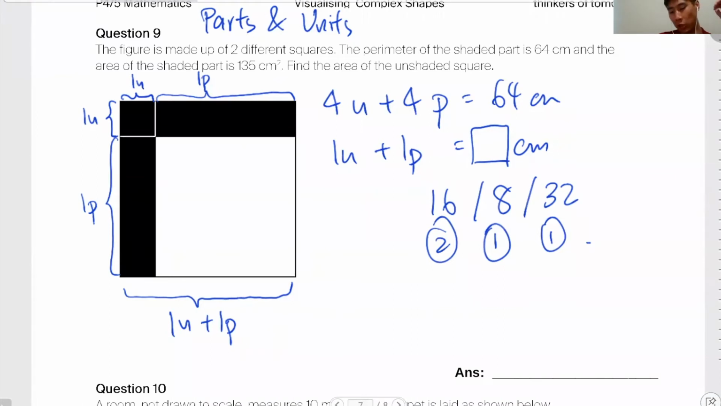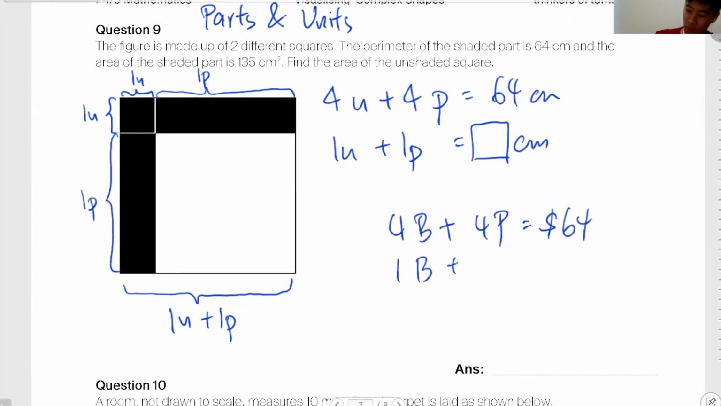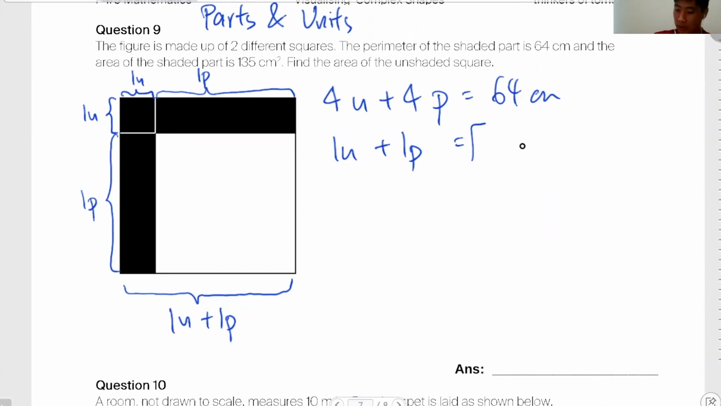If you recall your simultaneous equation, I think, okay, maybe Joven, you may not have come across this yet because you're still P4, but the P5s, for sure, you'll definitely have done simultaneous equation, right? If you have, for example, 4 books plus 4 pens equals to $64, how do you find 1 book plus 1 pen? Right, you basically take 64 and you divide it by 4, right? So it's the same thing here. Okay, so those of you who have selected 16 cm, you are correct. So 1u plus 1p is actually 64 divided by 4, and I'm going to get 16 cm.